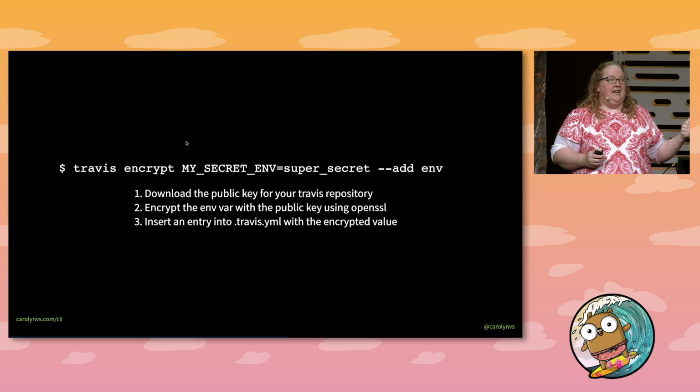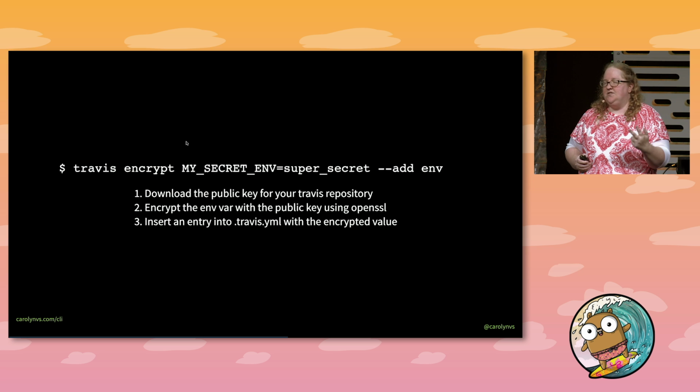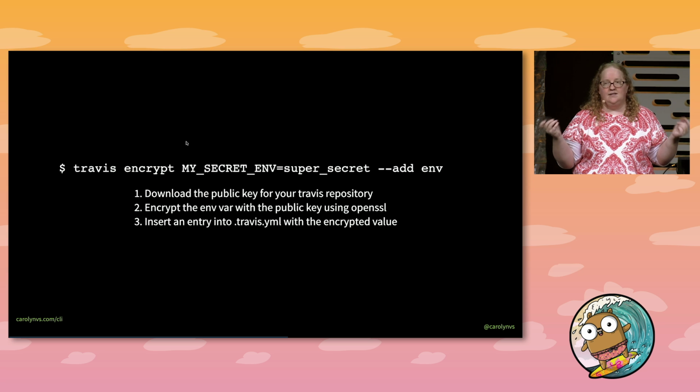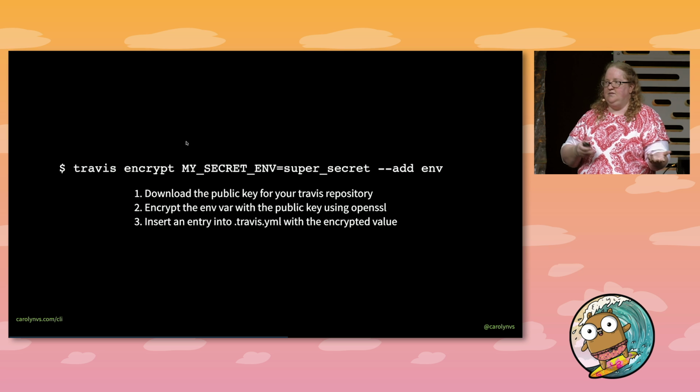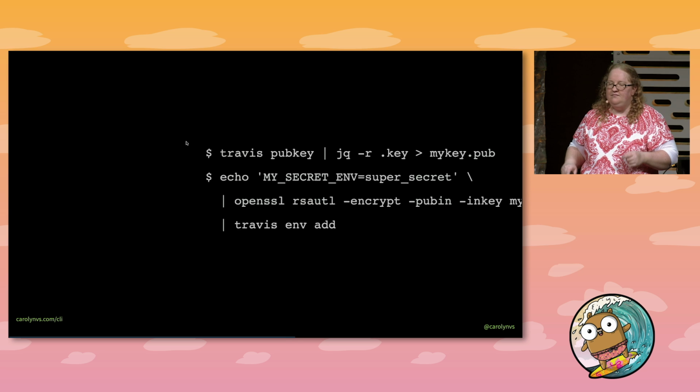It grabs my public key from the repository. It does super complicated, weird stuff with OpenSSL that I don't understand. And then it inserts that encrypted value into my Travis configuration file for me. And it does it all with a tidy single command. And this is why I kind of like working with the Travis CLI. It would probably fall in as a CLI that I love.